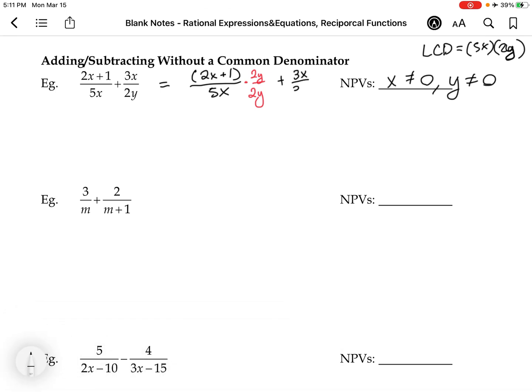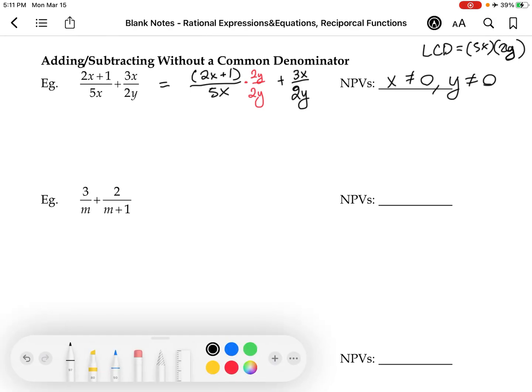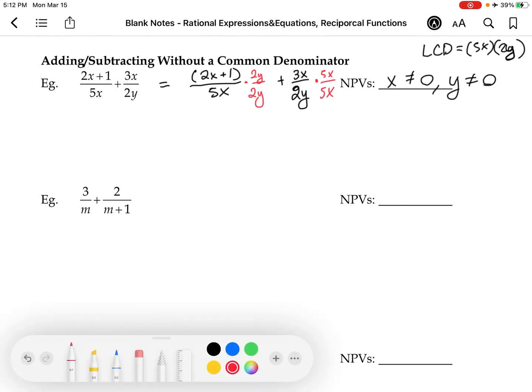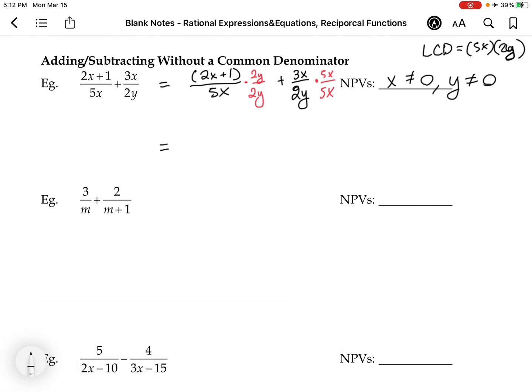Okay? Now, for the other rational expression, this was 3x over 2y. And the factor that's missing from the LCD in this denominator is 5x. So I'm going to multiply this guy by 5x over 5x. Okay? And now what my LCD will be is 5x times 2y, which is 10xy. So all together, this is going to simplify as something over 10xy.